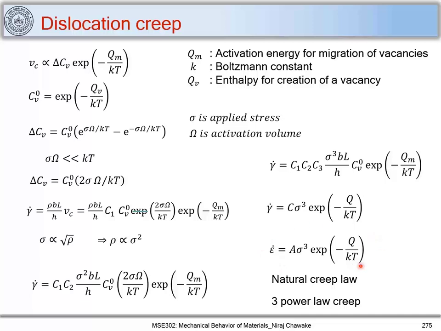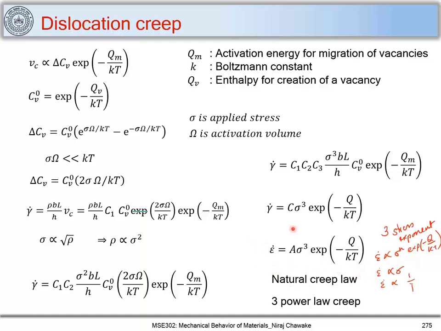And this relation is called the natural creep law or three power law creep. In this relation, you can see that this 3 is nothing but a stress exponent. Let me write that down. So here, this 3 is the stress exponent. In an earlier lecture, we mentioned that this kind of relation is empirical, so we tried to find out what the physics of it is. So we can say that strain rate is proportional to sigma to the power n times exponential of minus Q upon Kt. So we have related strain rate with stress and strain rate with temperature. Here n is equal to 3, and this kind of model is called the natural creep law.